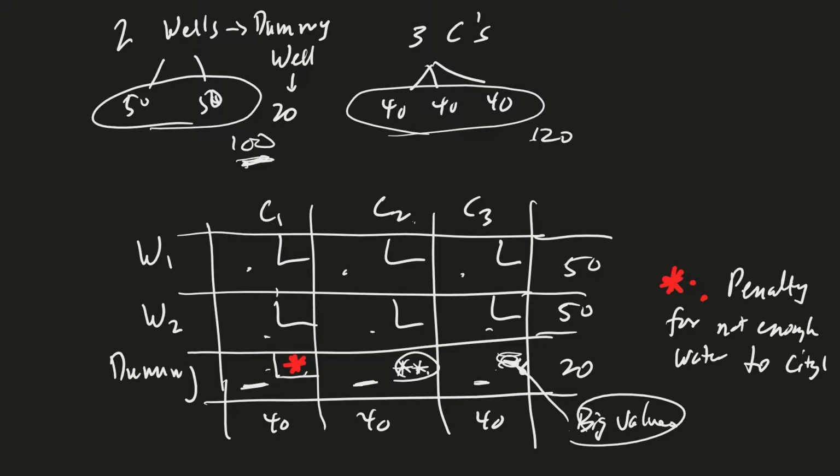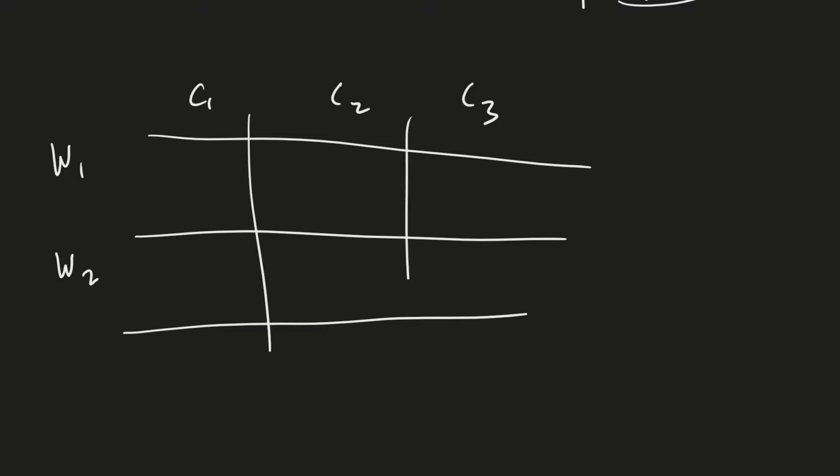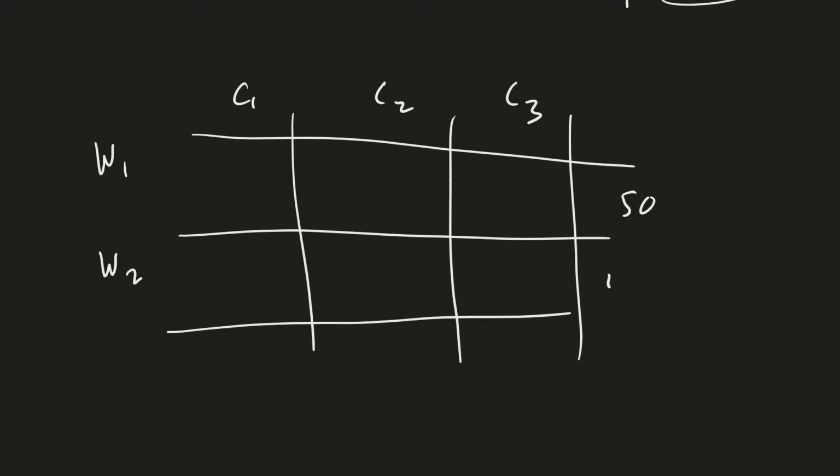Okay, in fact, let's just take a look at the original problem and see, is there a way we might work out how to assign numbers to the cells? So in this case, just as a reminder, we had W1, W2, C1, C2, C3. We have 50s, 50, 50. Oops, 50 and 40, sorry. Then we had 30, 30, 30.